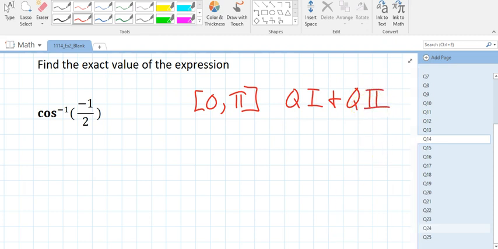Now, before we even begin, the other thing you got to check is: is negative 1/2 in the domain? Yes, because the domain is from negative 1 to positive 1. Okay? So this is in the domain. That means we can figure this out. So I need to know two angles that are in quadrant 1 and quadrant 2, or maybe one angle, however many there are, that give me cosine equal to negative a half.